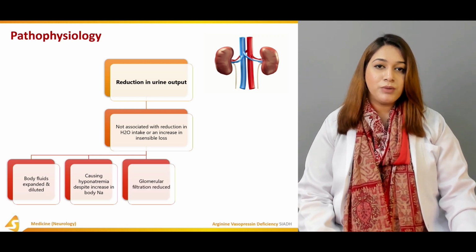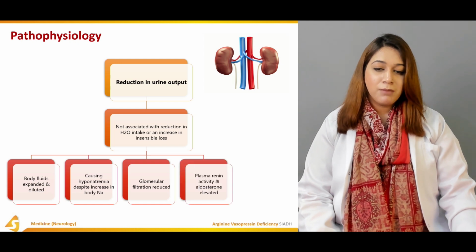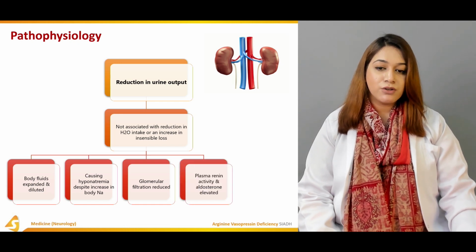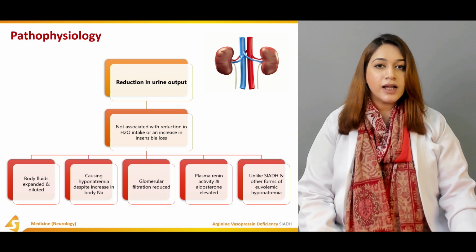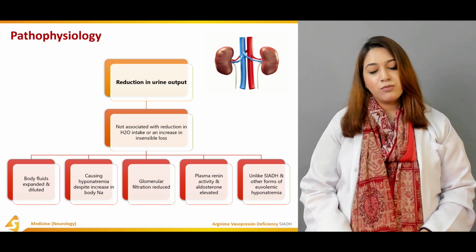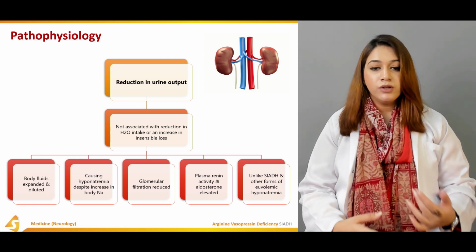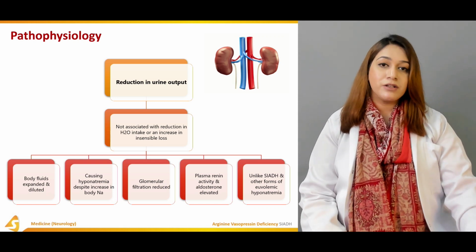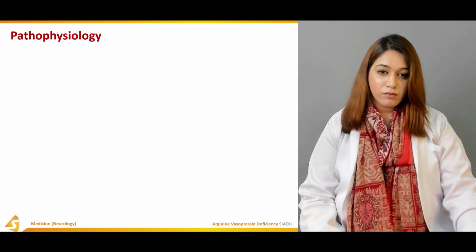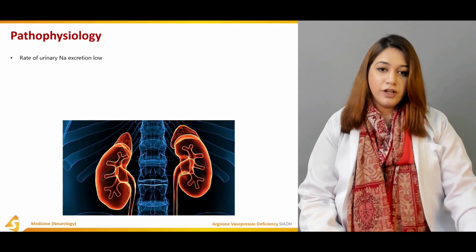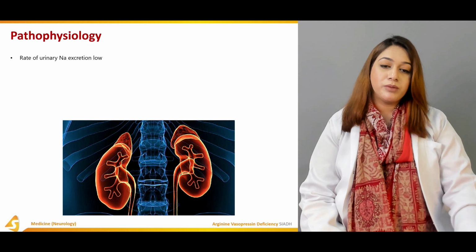Glomerular filtration rate will be reduced further. Plasma renin activity and aldosterone will be increased. And unlike SIADH and other forms of euvolemic hyponatremia, it is going to cause hyponatremia despite an increase in body sodium. The rate of urinary sodium excretion will be low.